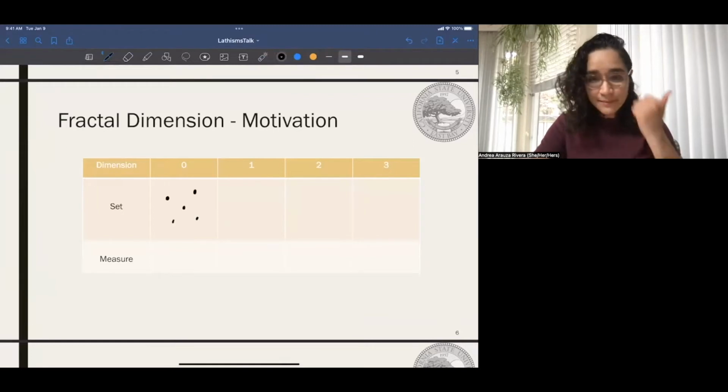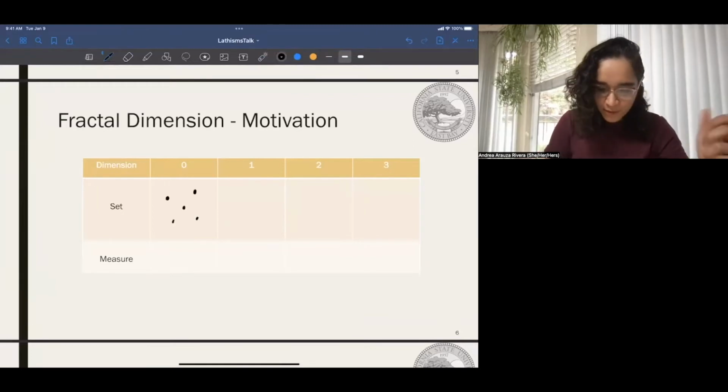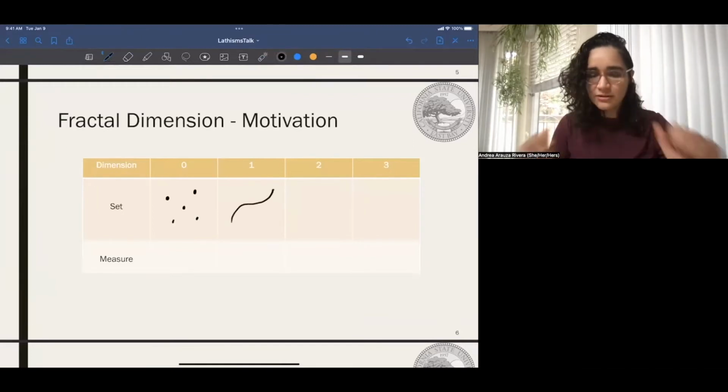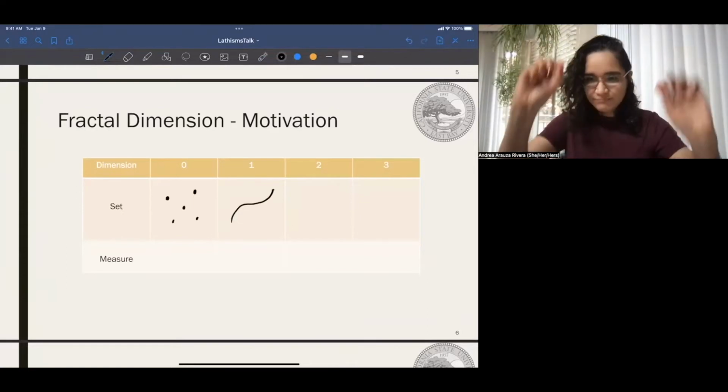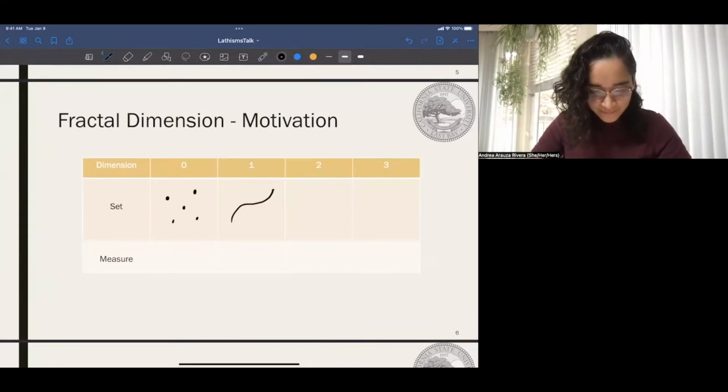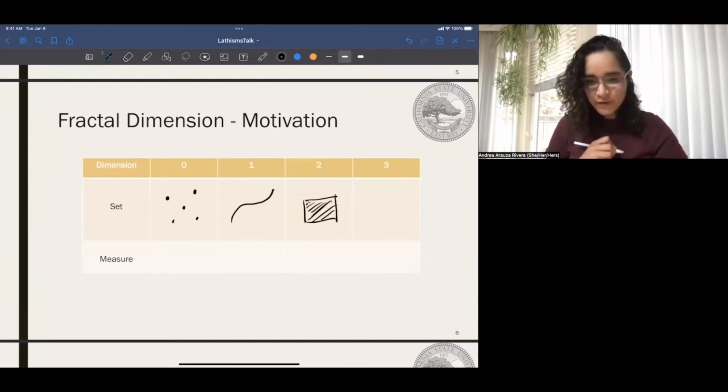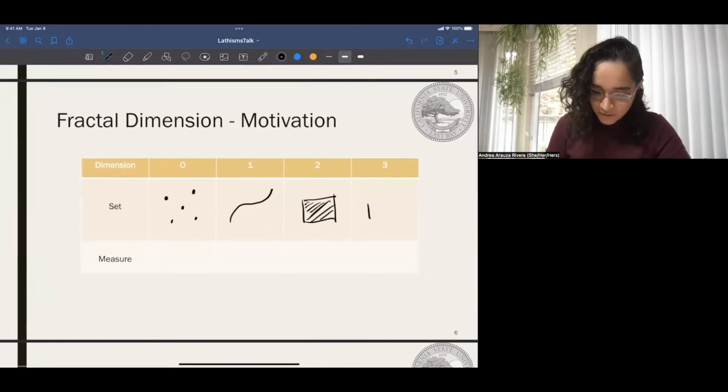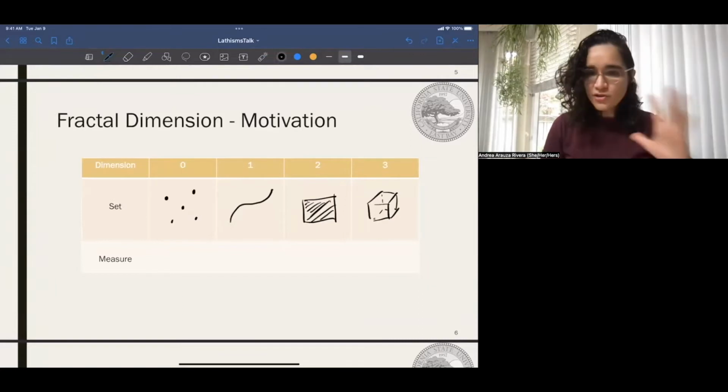In dimension 1, you might think, well, what about something like this, right? Just a little line segment, or you know, a 1-dimensional little curve. For dimension 2, you might have something like a square with some of it filled in there, right? Some sort of plane. And in dimension 3, you might have something like a little cube. Okay, so something like that maybe. Yeah, so something like a little cube, right? We live in dimension 3.